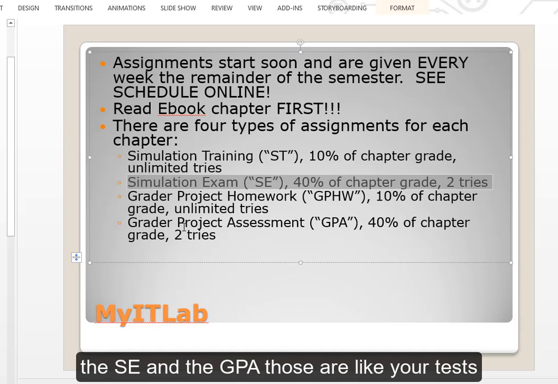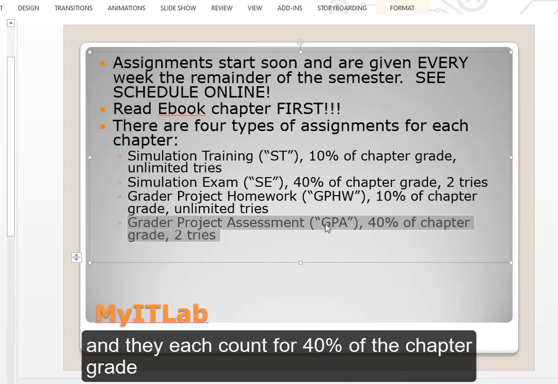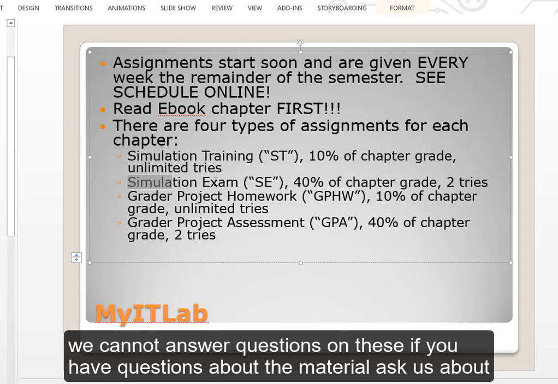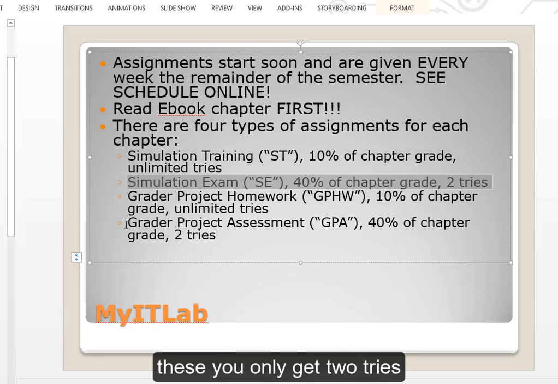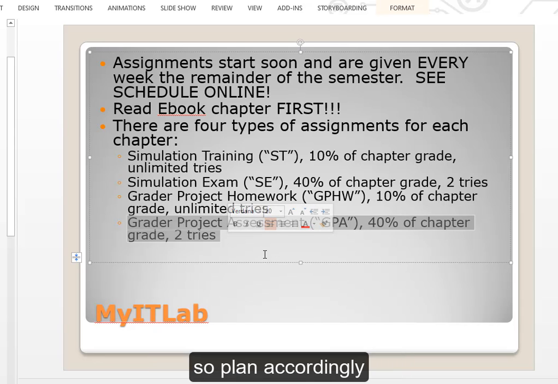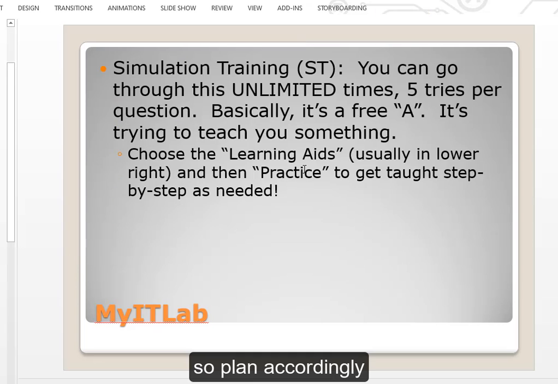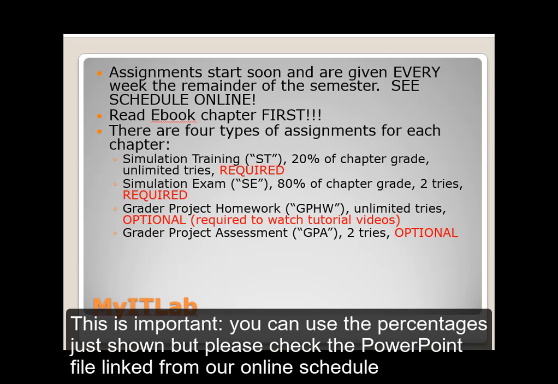The SE and the GPA, those are like your tests, and they each count for 40% of the chapter grade. We cannot answer questions on these. If you have questions about the material, ask us about this or this. These you only get 2 tries, so plan accordingly. This is important. You can use the percentages just shown, but please check the PowerPoint file linked from our online schedule.